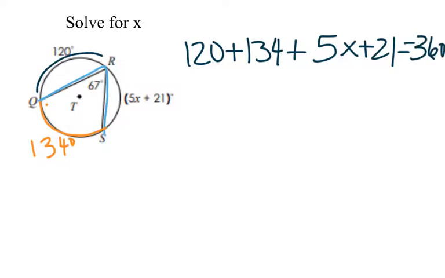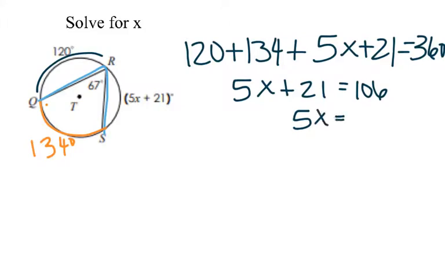So what I'm going to do is get my like terms together, and you should know how to do that by now. If you're having trouble, please let me know. Okay, so my like terms, 5x plus 21 equals 106. I'm going to subtract 21 from both sides, and then I'm going to divide by 5 on both sides, so I get x is equal to 17.